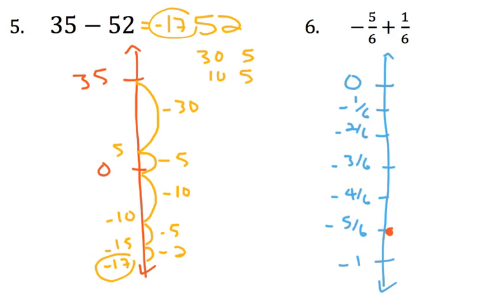So it's still sort of like an elevator starting in the basement. It's almost like it's starting at negative 5, and then it goes up 1. So if I'm at negative 5 and I go up 1/6, you should get to negative 4/6, which is your answer.